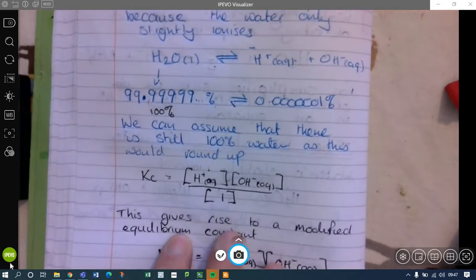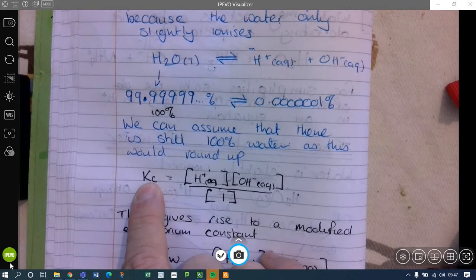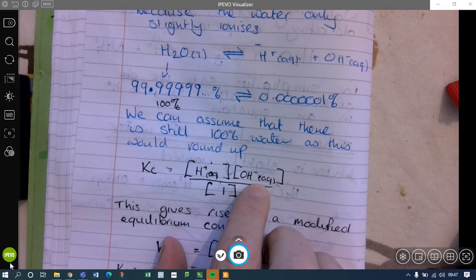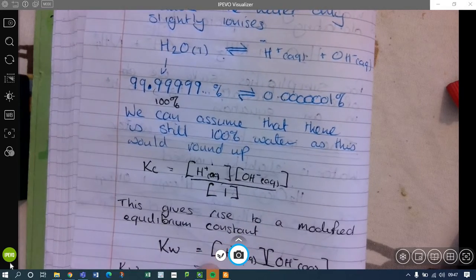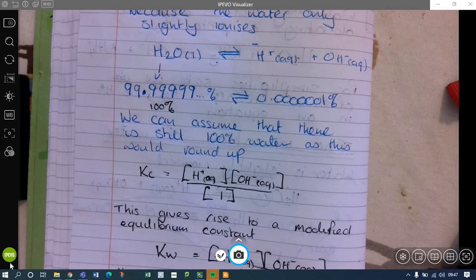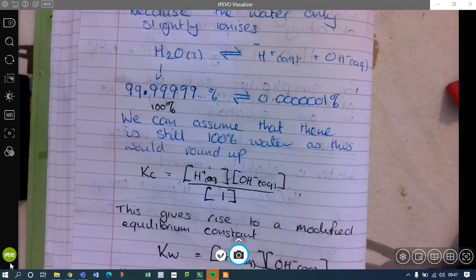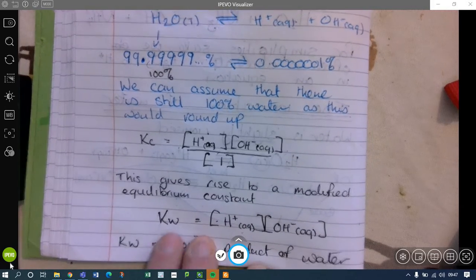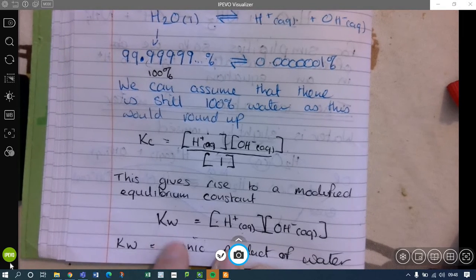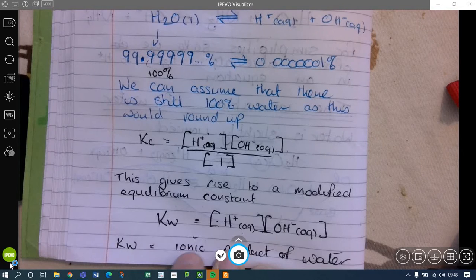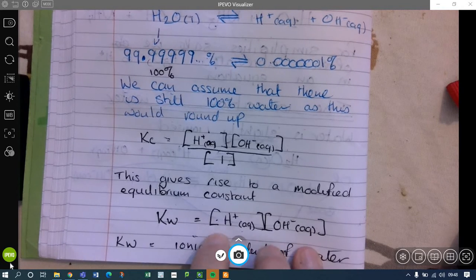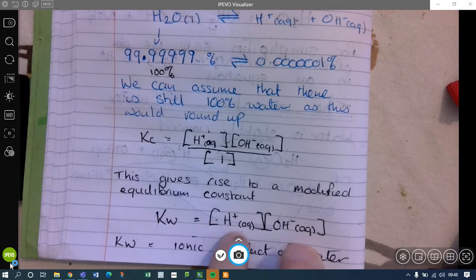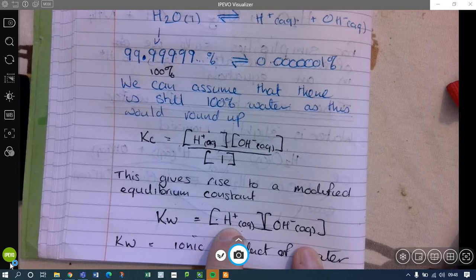So what we end up with is that Kc, the equilibrium constant, is equal to the hydrogen ion concentration times the hydroxide ion concentration over 1. Now if you divide anything by 1, the answer is going to be the same number, isn't it? So this is not going to affect it. What this gives us is something called a modified equilibrium constant. And essentially, because it's a modified one, we change the name of it slightly. So what we get now is something called Kw, which is actually the ionic product of water. What it's saying is, if I've got water, it will split up, and it won't be a reactant because it'll just split up into these two, to form H+ ions and OH- ions.